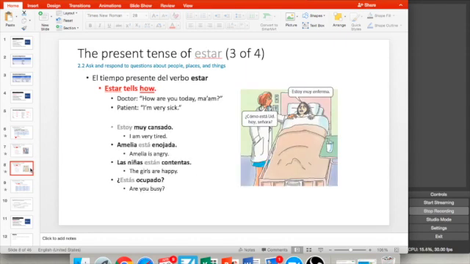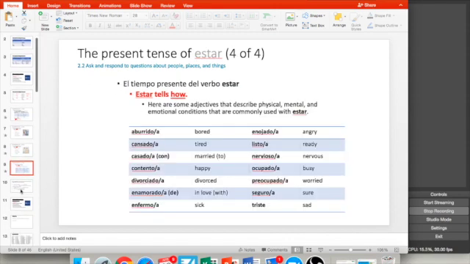We also use estar to talk about how something is doing. So you may be familiar like, ¿Cómo estás? How are you? You can see here in the little photo, ¿Cómo está usted hoy, señora? How are you doing today, ma'am? Oh, estoy muy enferma. I'm very sick. So referring to a state of being, how someone is doing. Okay, these are some common adjectives that are used with estar.